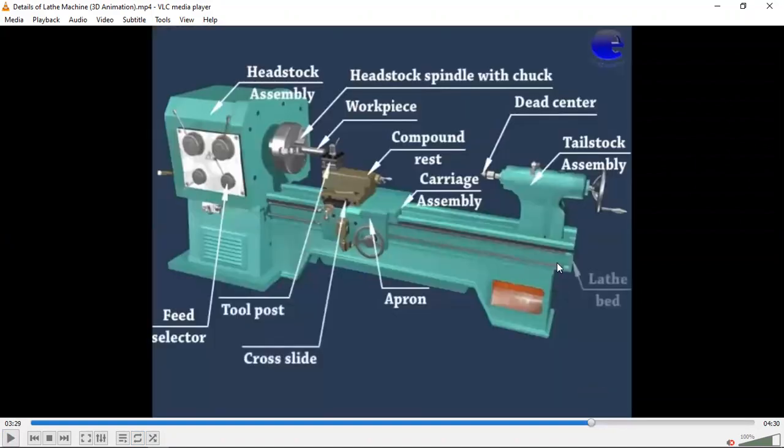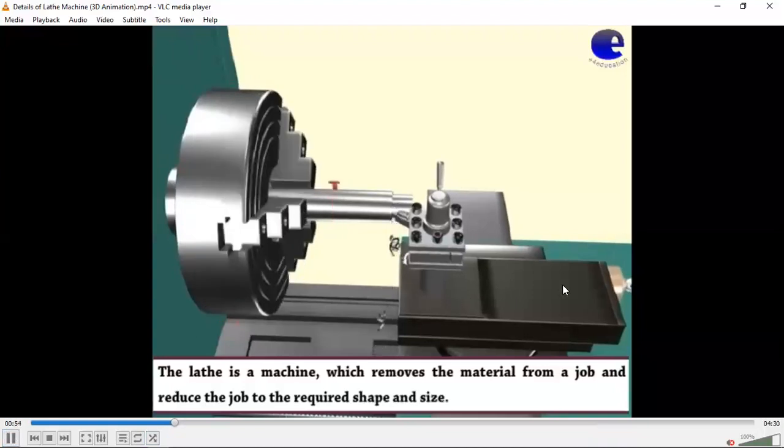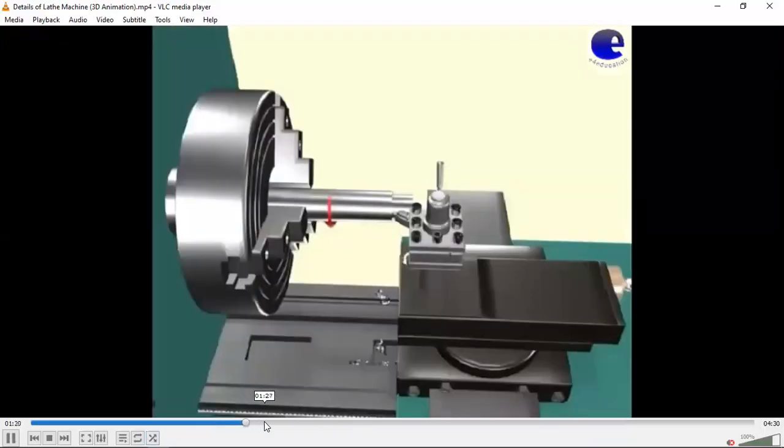Here, this is called the lathe bed. And if you look at this, these two lines are called guideways. On these guideways, the carriage is moving. If you look at this operation, while performing it, see the carriage movement, it is moving along the guideways.